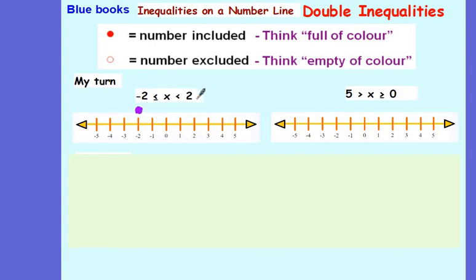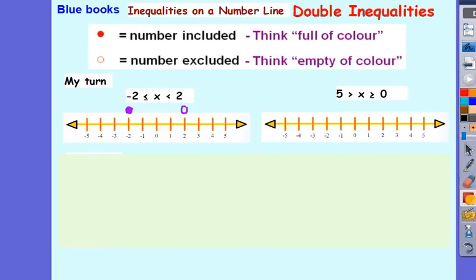Let's have a look at the other side. x is less than 2 but not equal to 2. So this time the 2 is going to have an empty dot. And we want to show all the numbers in between those dots. So we join them up with a line.